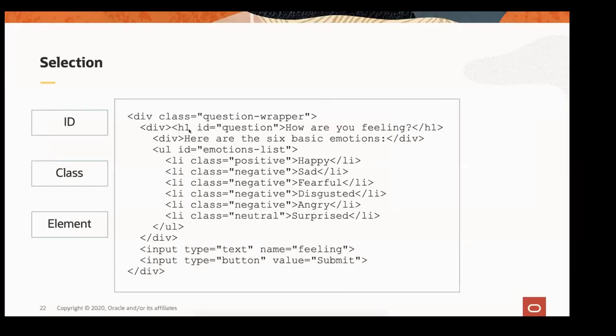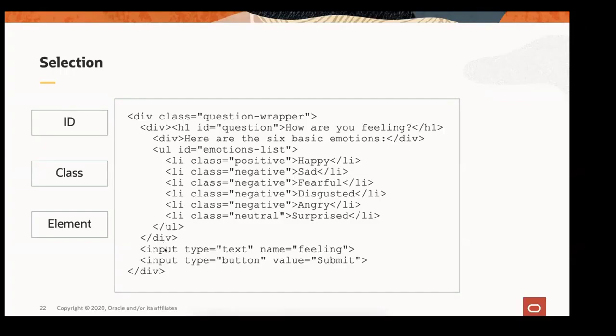So you can see this H1 at the top. This is displaying the message, how are you feeling? And then, of course, we have our emotions list: happy, sad, fearful, disgusted, angry, and surprised. I've assigned a class to these elements to sort of tell us, are they positive or negative emotions? Interestingly enough, the majority of the emotions that all of us humans display without having to learn them are all negative. Only happy was positive, and then neutral was one kind of in the middle. It depends on the surprise, if you will.